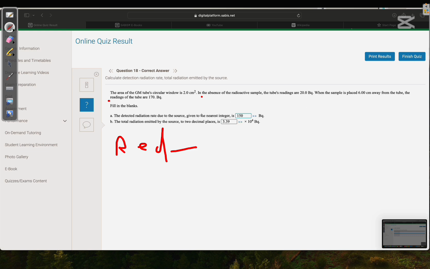So basically I'm gonna call it A, or absence. So 170 minus 20 is 150, which I'll call DR. Okay.